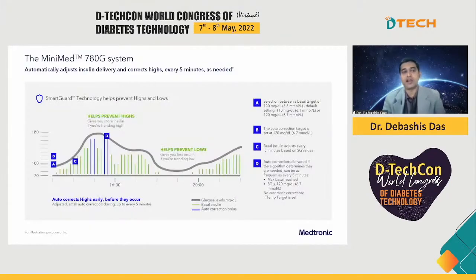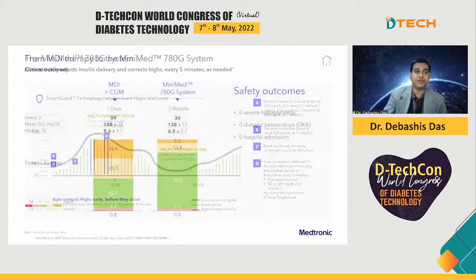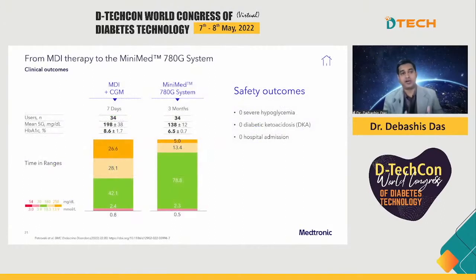And just to give you a little background about the 780G system, it is an automatic insulin delivery system. Once a patient uses it on manual mode for 2 days, 48 hours, the patient changes the mode into automatic delivery. The system automatically delivers the basal insulin and also automatically delivers corrective insulin if the sugars go high, depending on the sensor glucose. And there are different settings you can do in this system. So this is coming to this study about initiation.